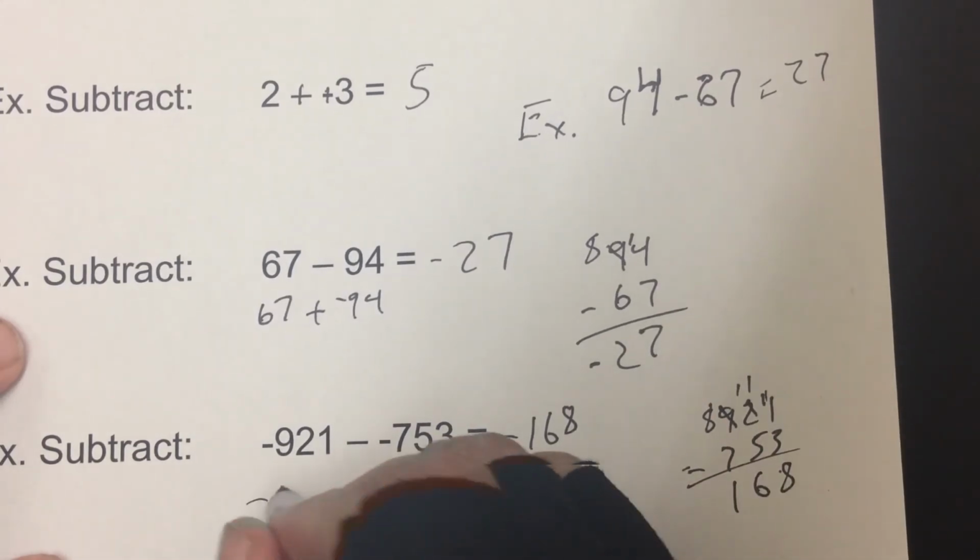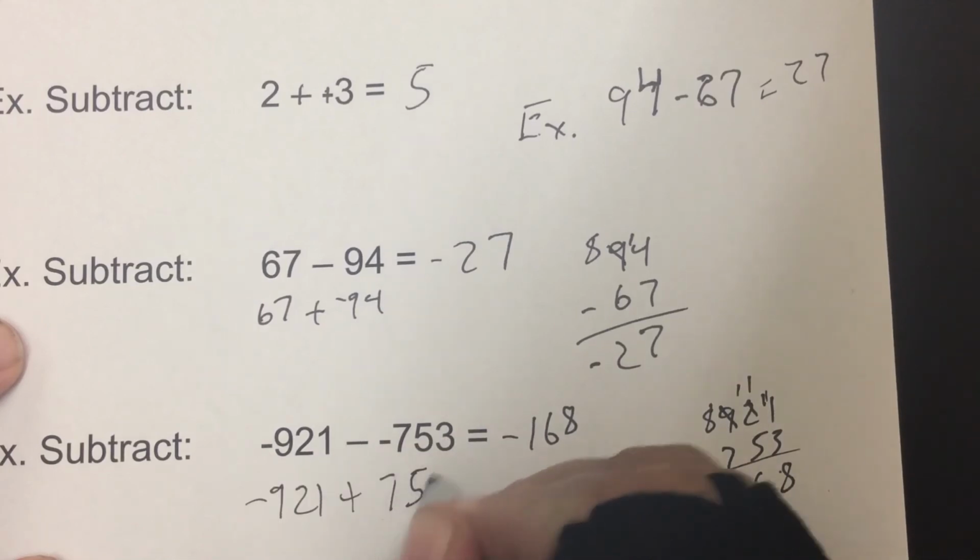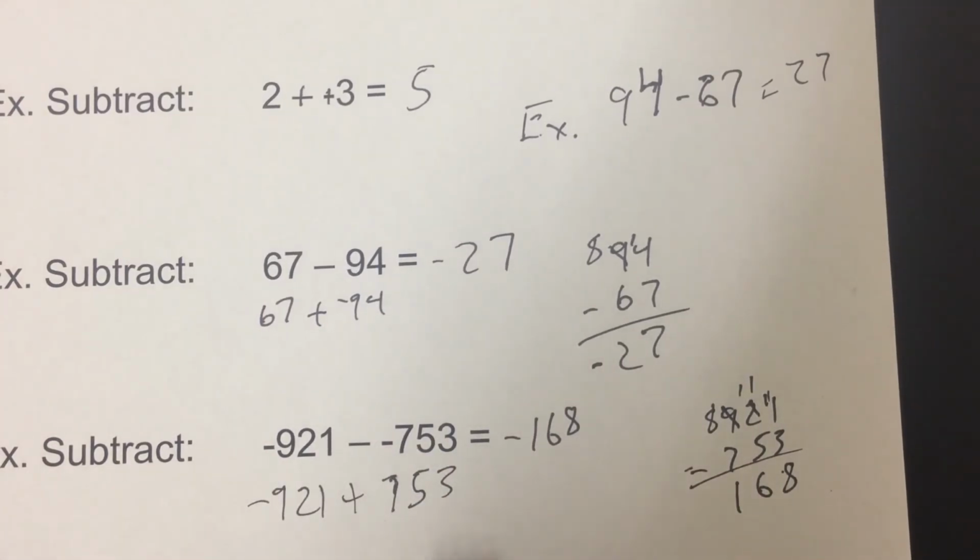If we would have done leave change opposite, though, we would have done the same thing. We would have subtracted the two numbers. The bigger number is negative, which makes it negative. So that's how you're going to do subtracting integers, is leave change opposite.